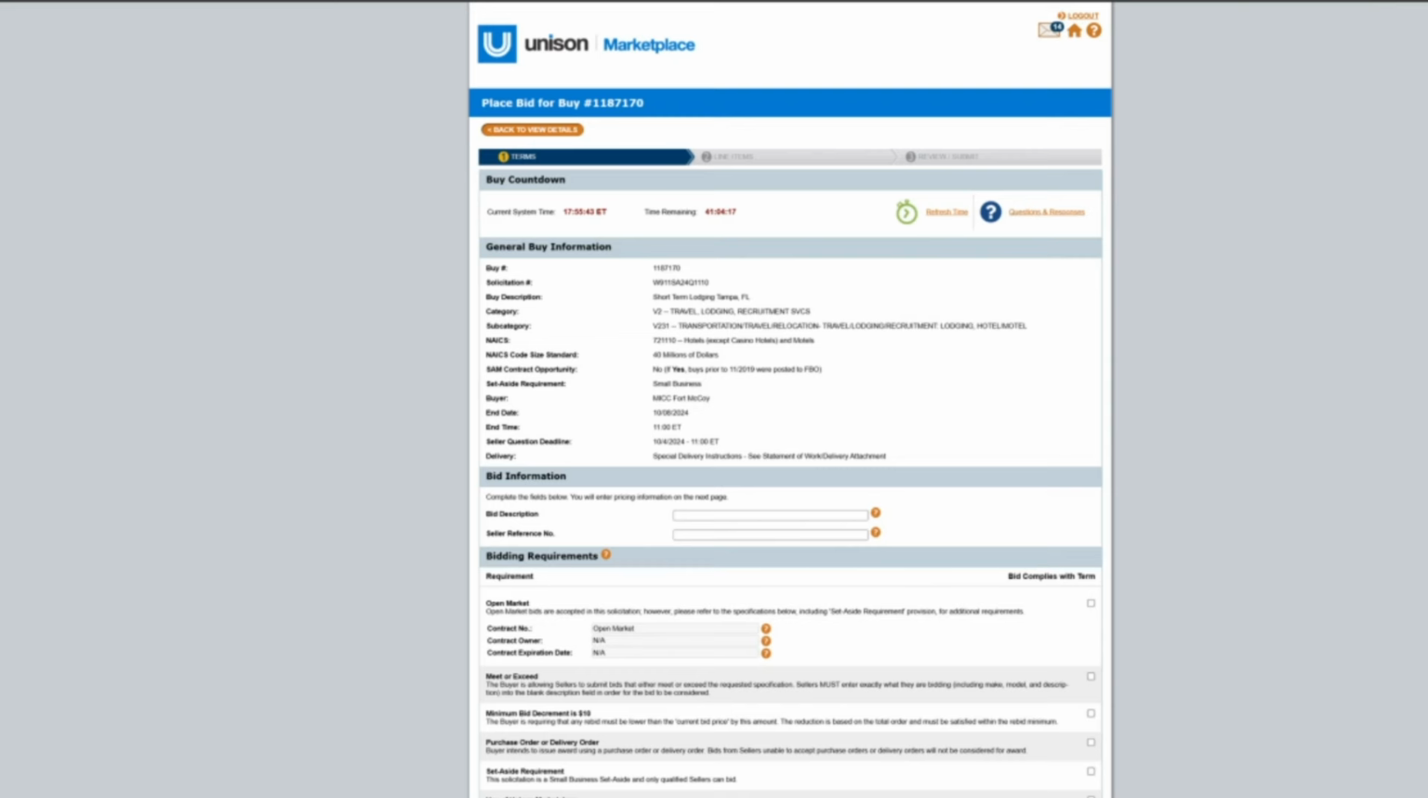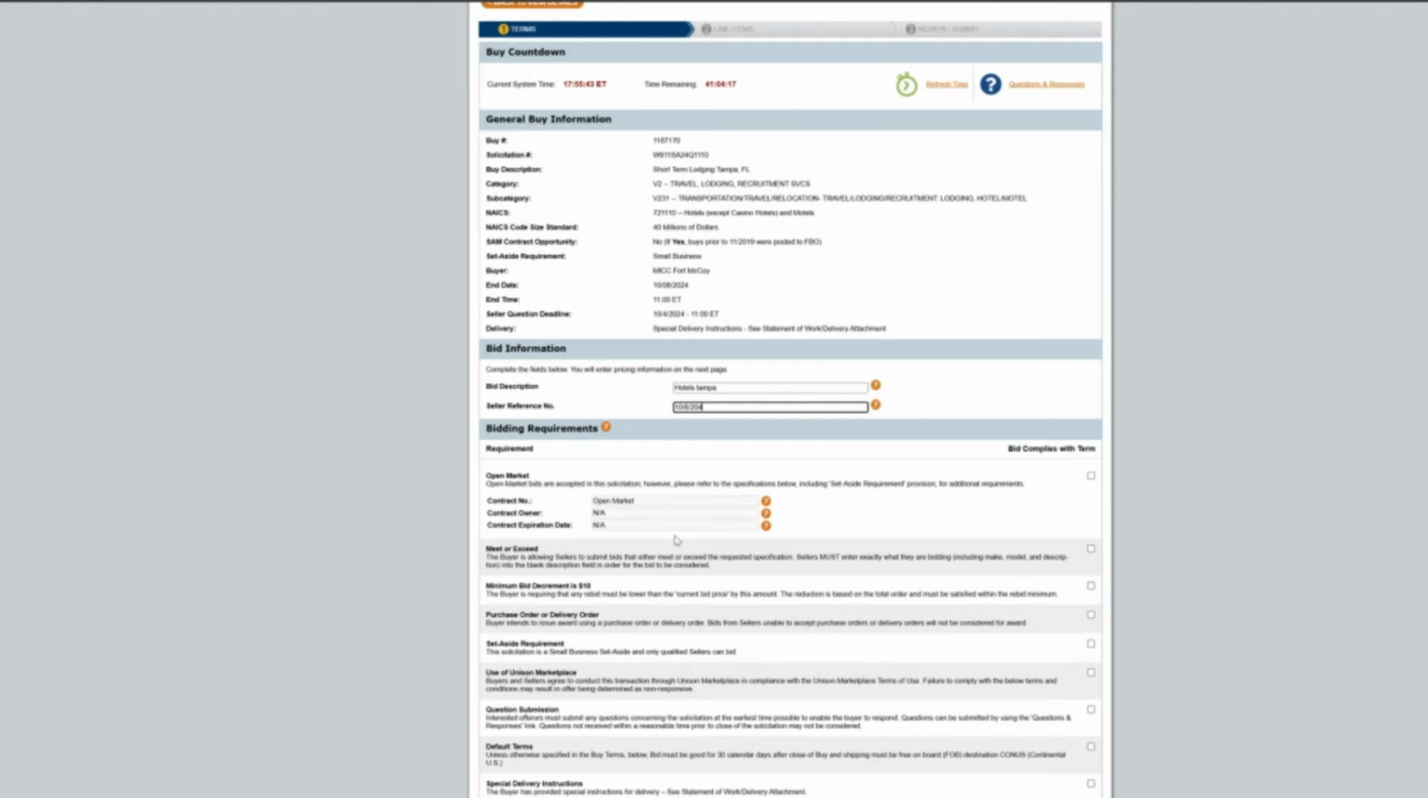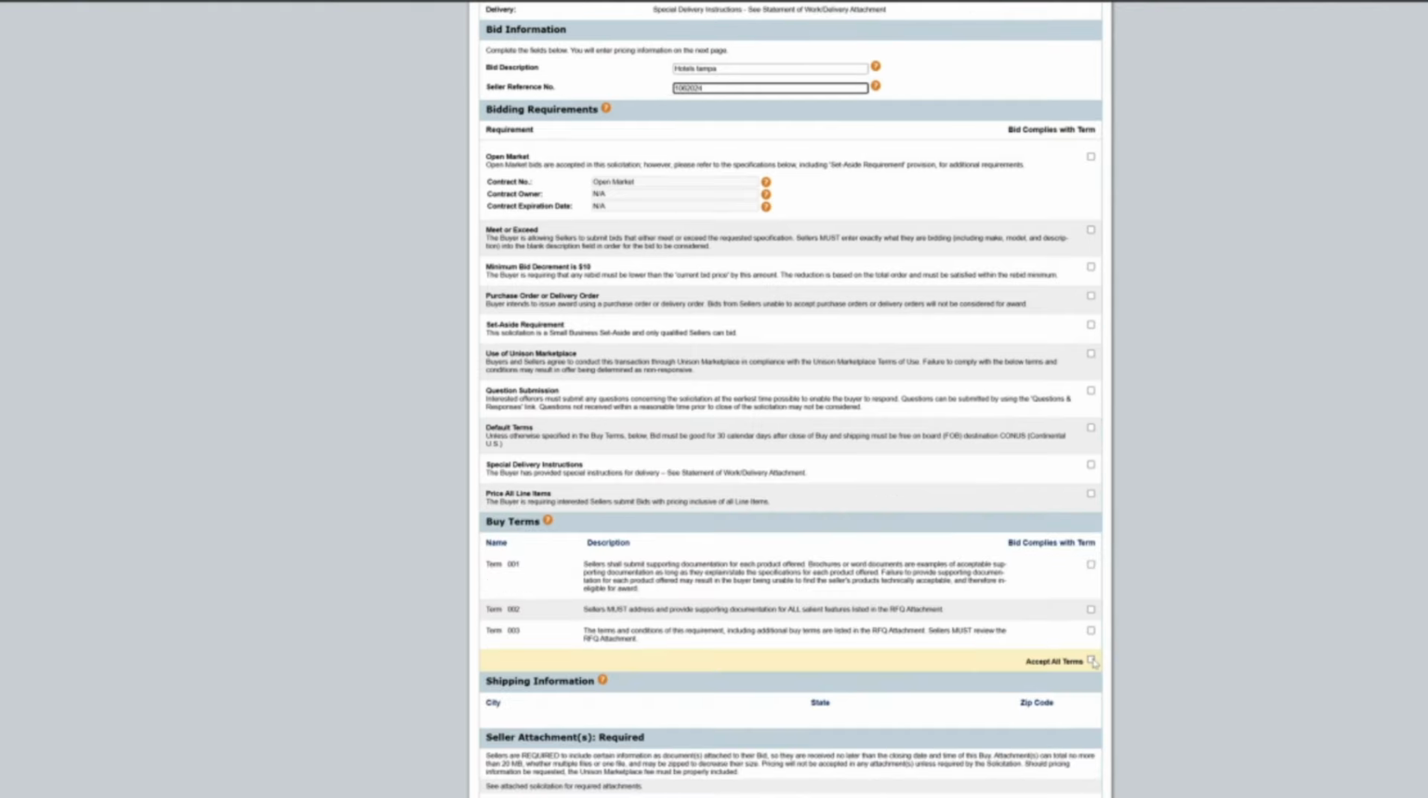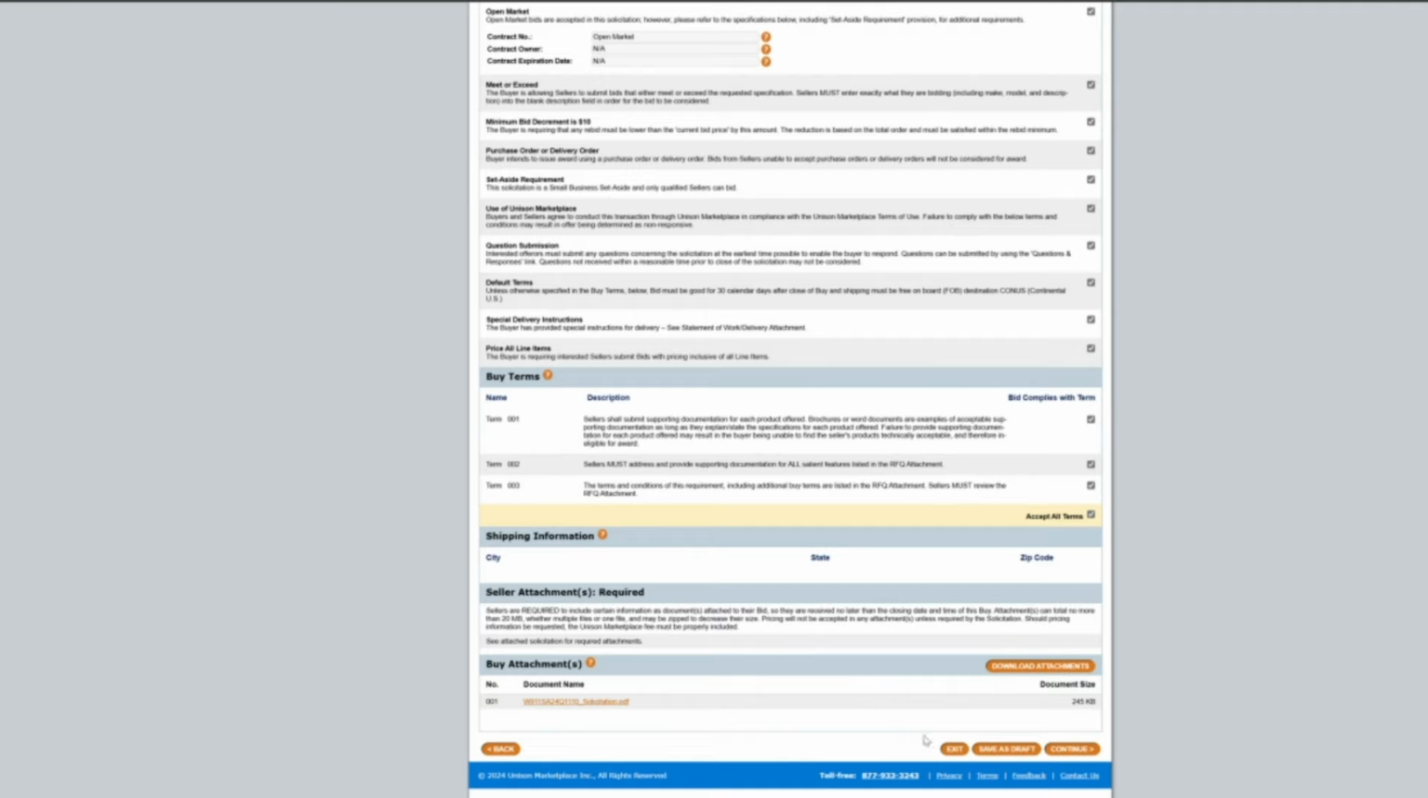Once we have our pricing down, we're going to start on our bid. Bid description, we'll say hotels, Tampa. And for the reference number, you can put today's date. Open market. Come down to the bid terms. Make sure you read all of this and hit accept. All right, and we're gonna continue now.